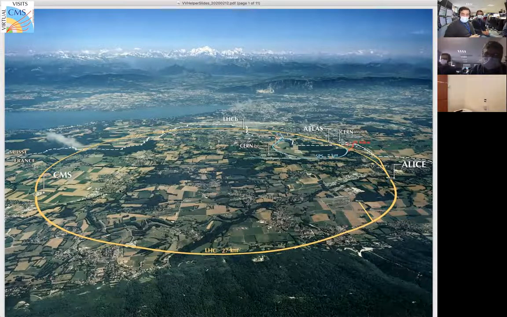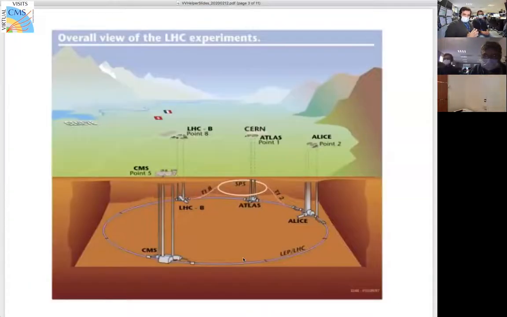So this is a 27-kilometer tunnel. This tunnel is 100 meters below the ground level. And in this 27-kilometer tunnel, the world's most powerful accelerator is built and installed, which means it can move particles with tremendous speed.